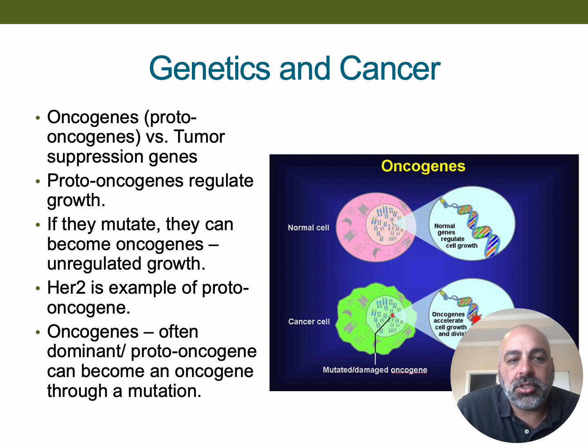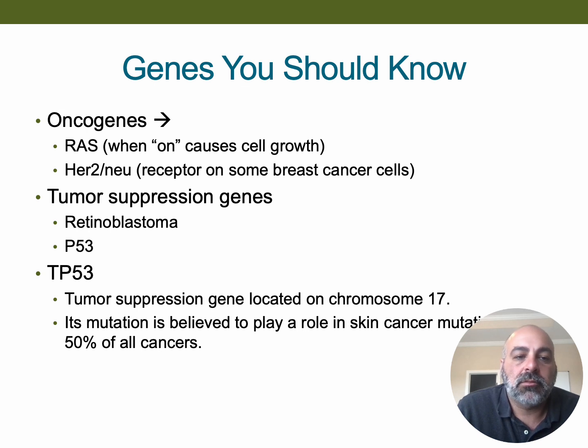Oncogenes and proto-oncogenes. Oncogenes are cancer genes. Proto-oncogenes regulate growth. They can be converted into oncogenes. Certain things can cause a conversion. It could be random, or it could be a mutagen, like smoking, drinking, sunlight causing that mutation and activating it, or even viruses.